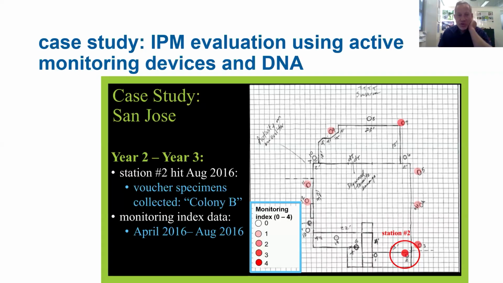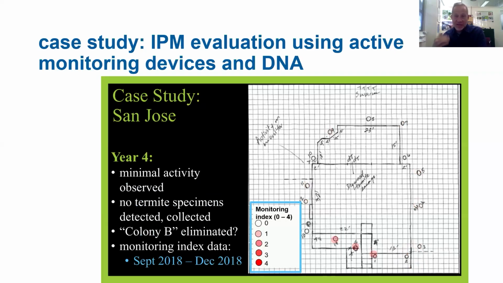But in fact, we were able to collect termites and verify that this was a different colony that was moving in to occupy those tunnels that had been abandoned by Colony A and to actually access the same food resources that had been abandoned by Colony A. And then, of course, 1 year after that, we concluded that we may have eliminated Colony B. So this showed the operator and the resident that we were protecting the home over time against successive invasions of Reticulotermes termites.